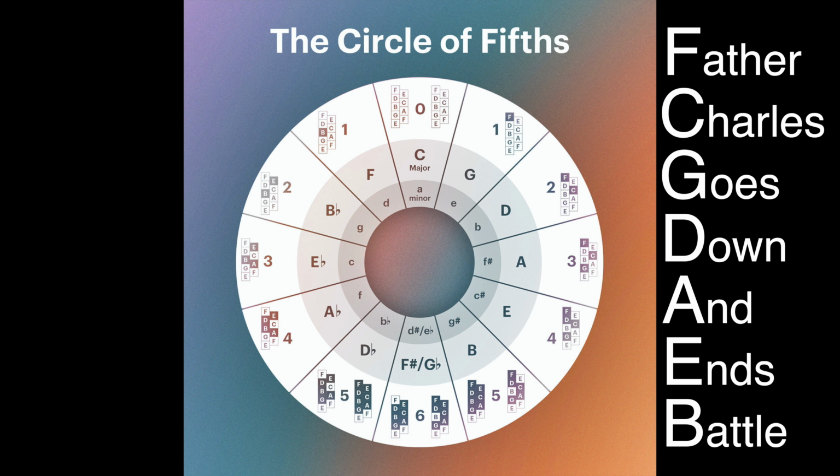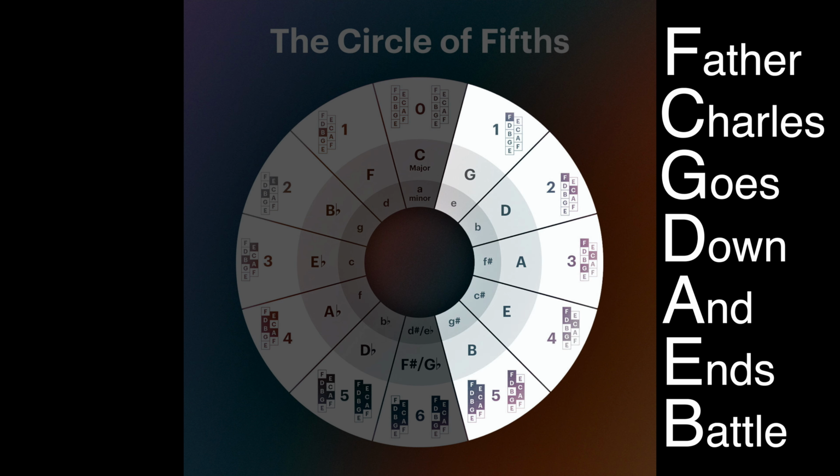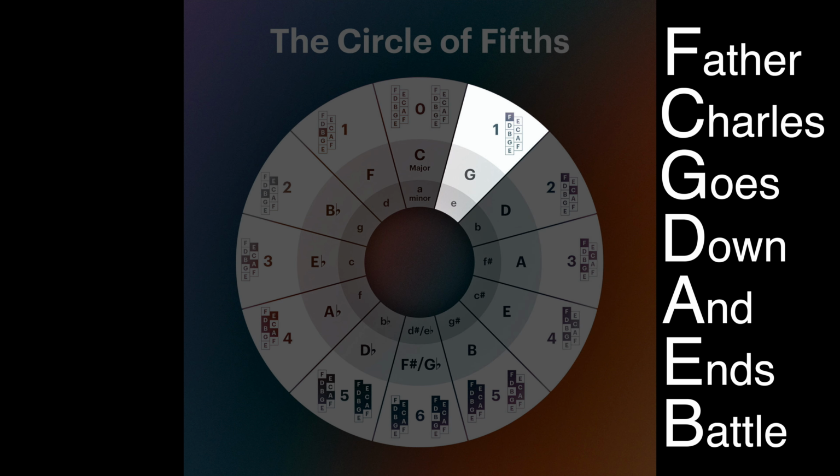So as you're thinking about this and you're going, okay, let's say we're in the key of G, I know that that's Father Charles Goes, so that's going to be 1. And I know that the note's going to be a sharp because it is on the sharp side of the circle of fifths. And I know that that first note is going to be an F because, again, Father is the starting word in that phrase for our circle of fifths. So it's the key of G. We're going to start with G.